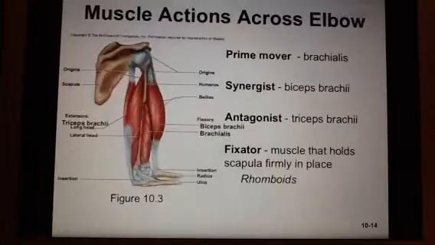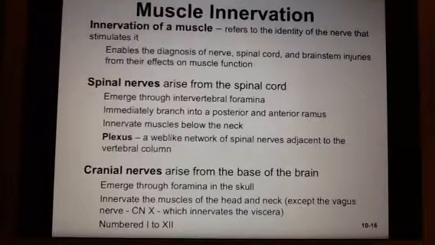I'm going to save this also for later. May come back to it, but we may not. Nerves are stimulating these muscles. The innervation of a muscle is the identity of the nerve that stimulates it. Again, you'll have to memorize that when you get to memorizing these muscles, but we're not going to here. But it does talk about the diagnosis of a nerve: spinal cord and brainstem injuries do have effects on muscle function because they're not stimulating those muscles. And then it talks about spinal nerves and cranial nerves.